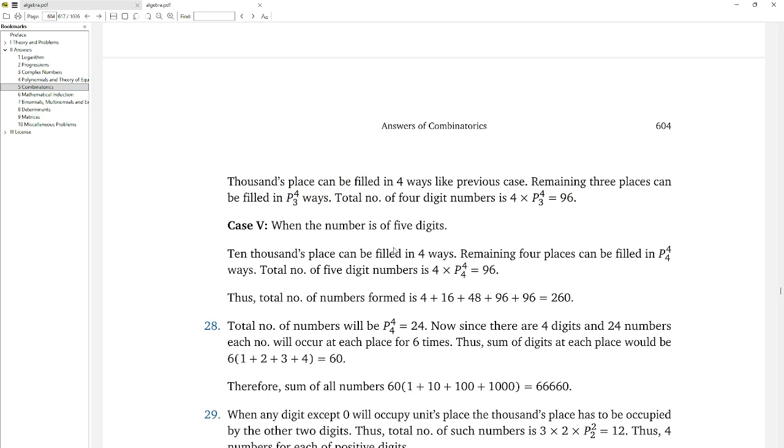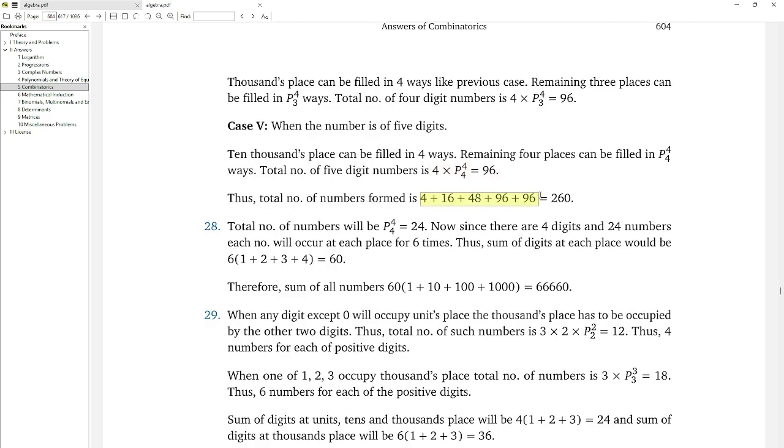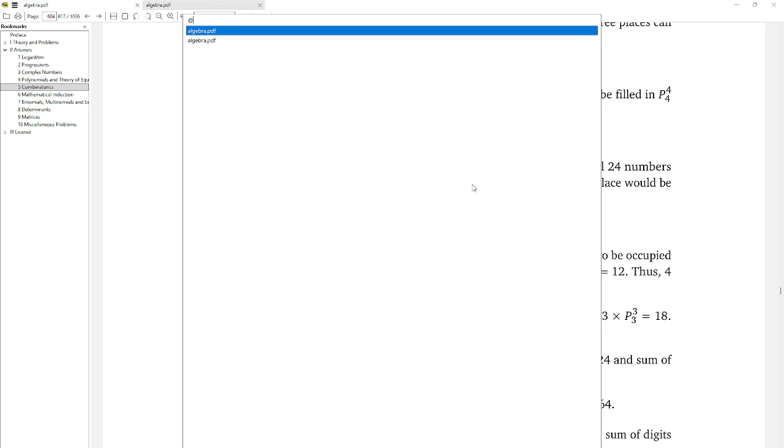When the number is of five digits, again the 10,000 place can be filled in four ways. Remaining four places can be filled in 4P4 ways. The total number of numbers in this case is 96. We add all those, we get 260 as the answer.